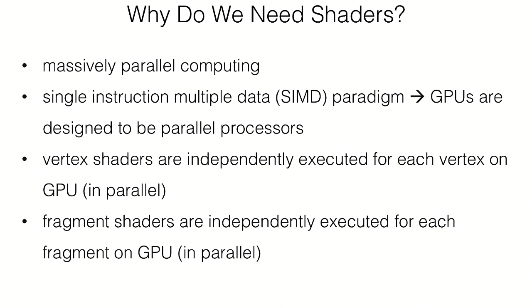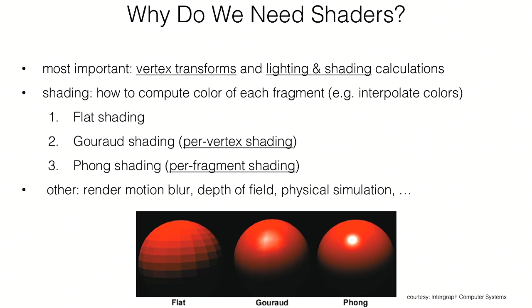So why do we need shaders? They're massively parallel, and this is great for GPUs, which take advantage of this type of operation. Vertex shaders operate independently on each vertex, and fragment shaders operate independently on each fragment. So it allows us to do, as I mentioned, vertex transforms in the vertex shader, and we can also do lighting and shading calculations, such as Gouraud shading or Phong shading. These are very simple, and we teach this in the class. We're not going to go over this now.